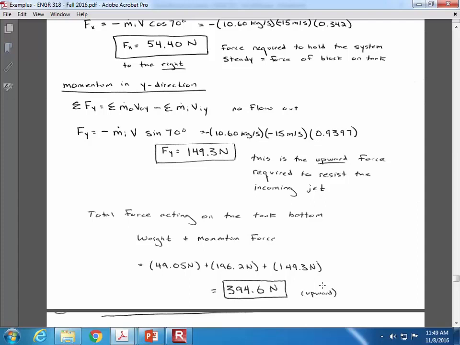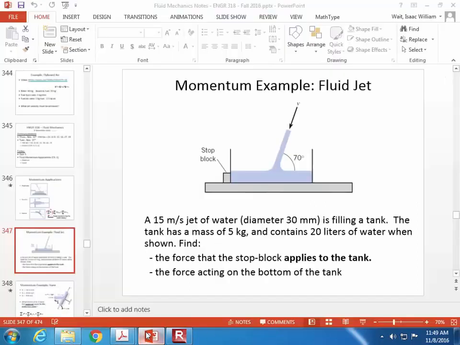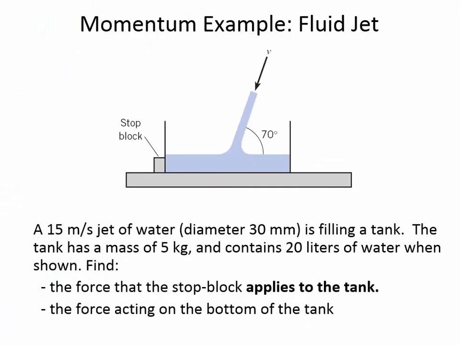I guess I'm just confused by the wording. It says the force acting on the bottom of the tank. So wouldn't that force be downward onto the bottom of the tank? All right, that's a great question. I think you have a career in law that you could pursue.